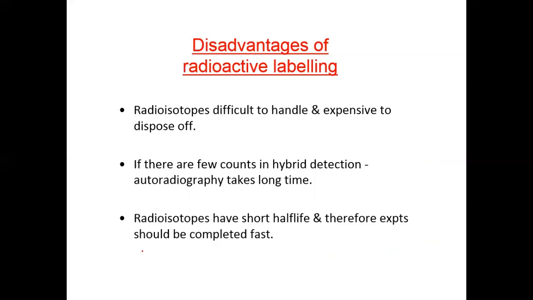If there are few counts in hybrid detection, then autoradiography will take a long time. For example, if your gene X is of very low copy number, then it might take a longer time for the autoradiography to happen. The signal will be very less, so detection will be very late. And radioisotopes have a short half-life, and therefore experiments should be completed really fast. I told you it's 14 days for P32, so you have to finish your plan, your experiments first, get your blots ready, then you can order P32 from the company.